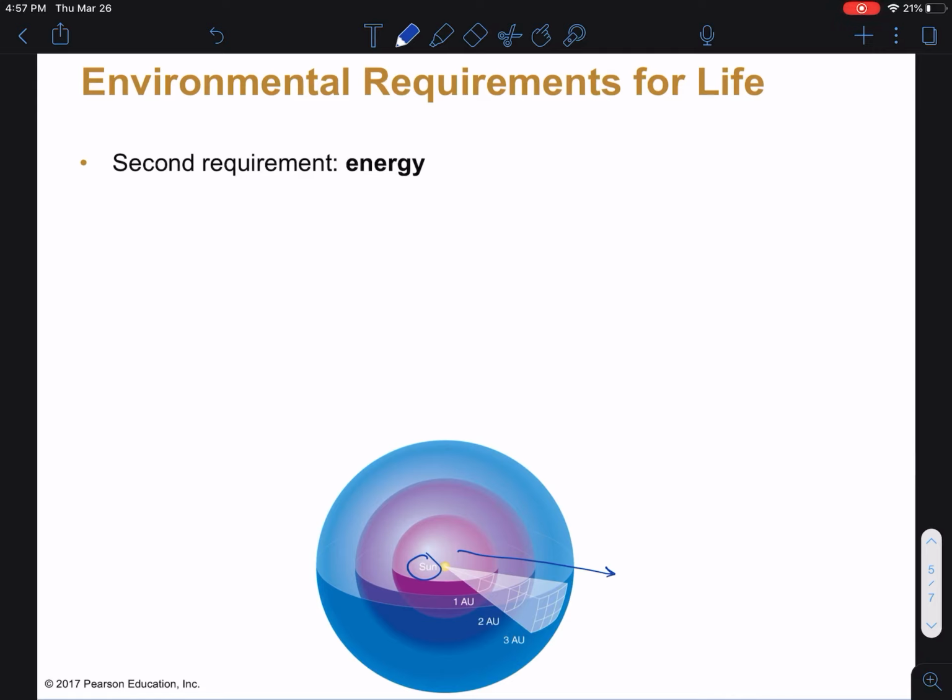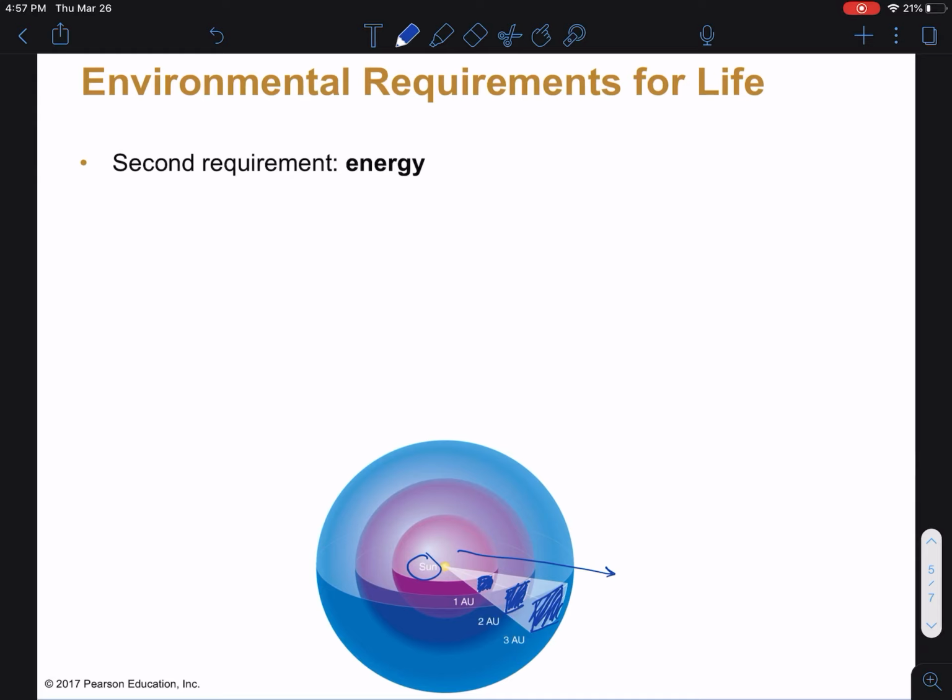And as the bit of energy moves farther and farther from the sun, we can see that at 1 AU it takes up one of these little arbitrary squares. That means that this amount of energy is spread out over one square. As we get to 2 AU, that same amount of energy is now spread out over 4 of these arbitrary squares, and again spread out over 9 squares as we move to 3 AU.